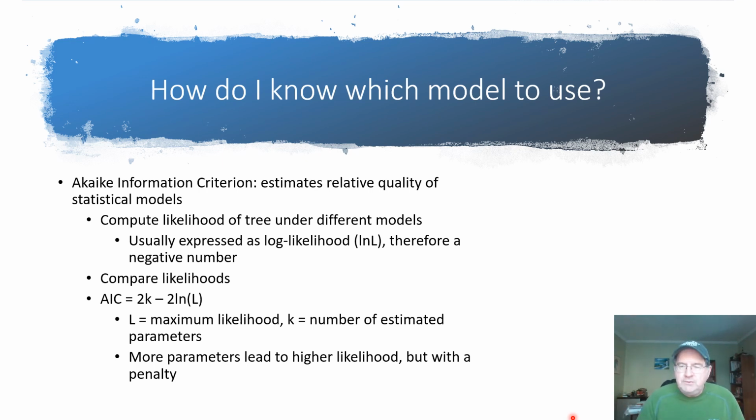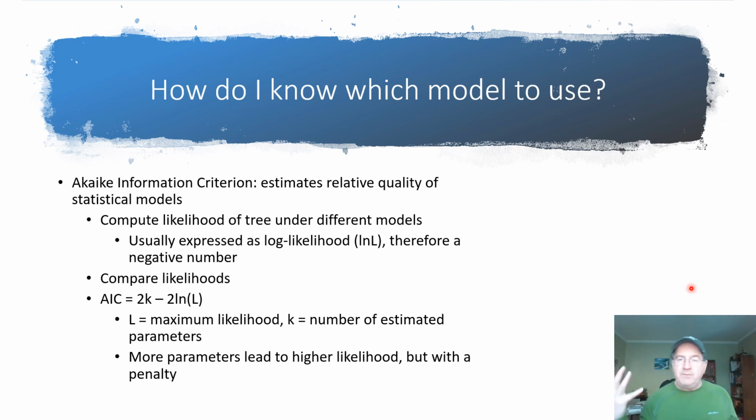And so what you're going to do is compare them using this little formula here, the AIC, Akaike information criterion, which is equal to 2k minus 2 times the log likelihood. Okay, so what does that mean? K is the number of parameters that you're estimating. So in the Jukes-Cantor model, we have to come up with an estimate of the probability of change of the nucleotide. It's all the same for all possible nucleotides, but we only have to have one number that we're estimating there.